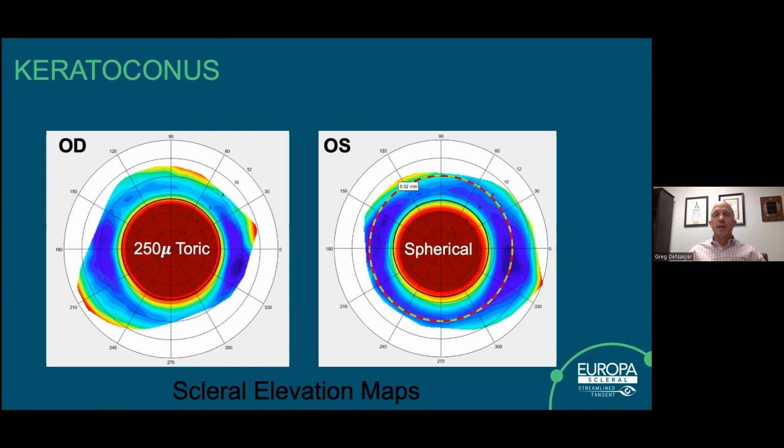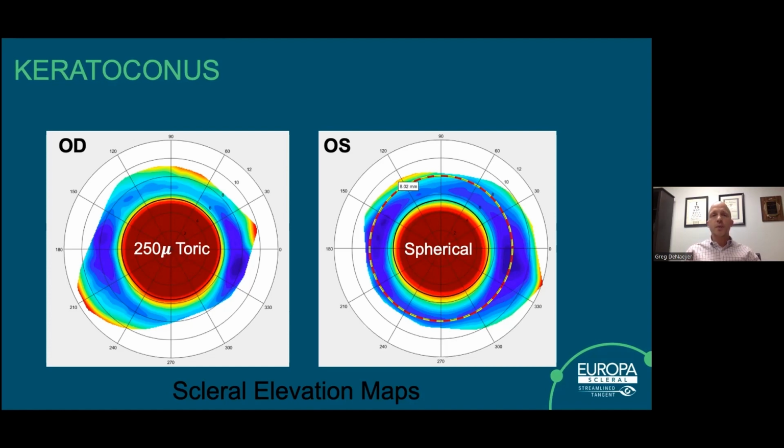Something interesting to note is that that amount is about the average amount of scleral toricity that we might see for a keratoconus eye. Now, what's a little different is when we look at the elevation map of her left eye, we can see that the blue colors, the cooler colors, are really more uniform all the way around. We don't really see too much of a pattern. In fact, when we use software and measure this out, her left sclera actually has a spherical shape.